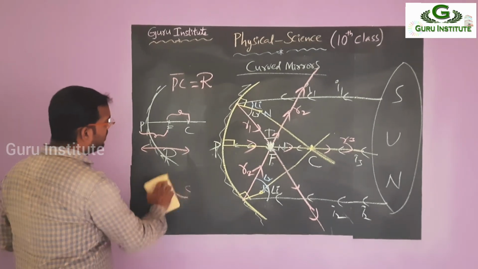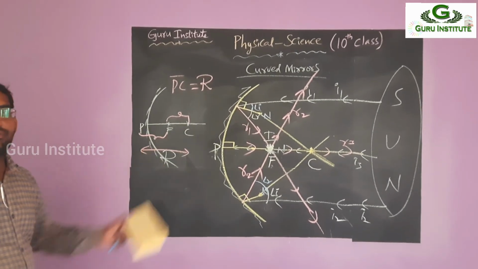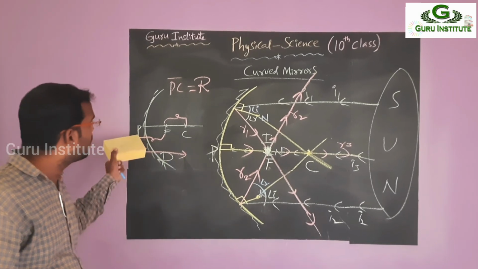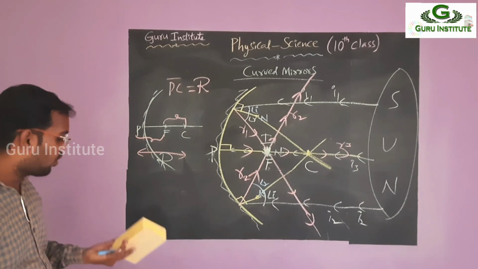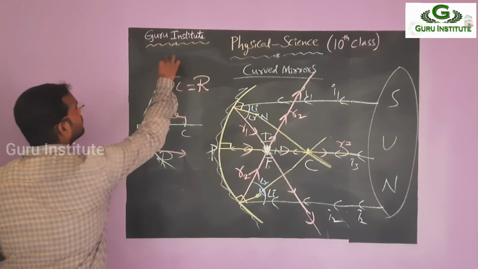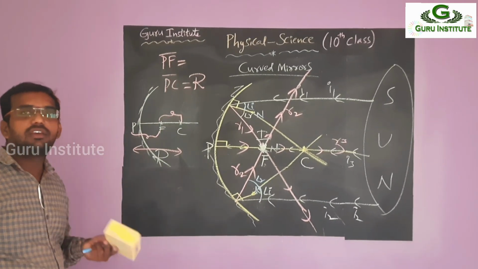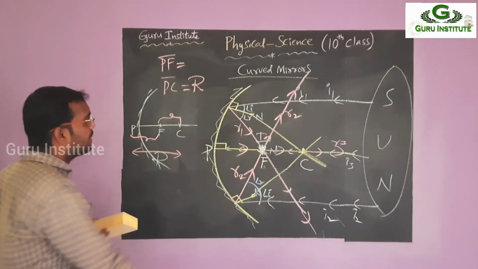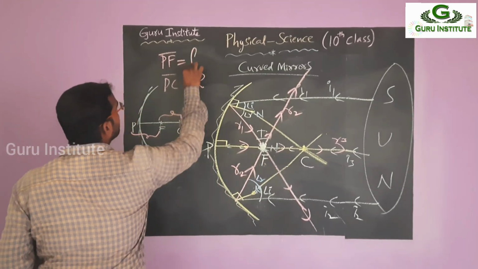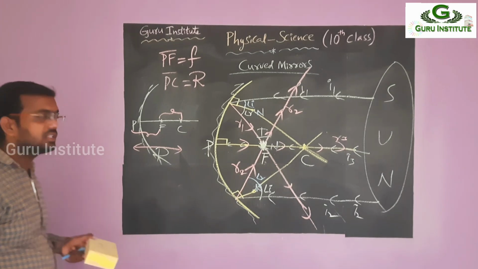Now coming to PF. PF is the distance between the pole and the focus. That is called the focal length. PF is the focal length. In the word focal length, the first letter is F. Capital F is already used here, so for this length we use small f.